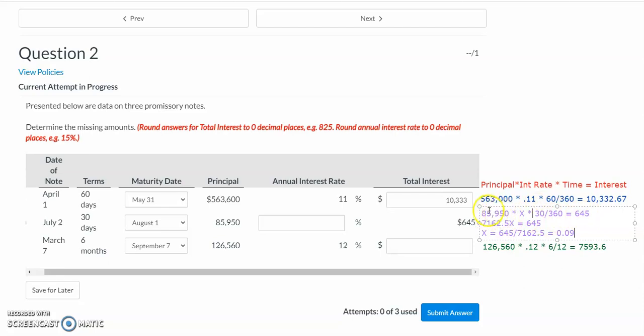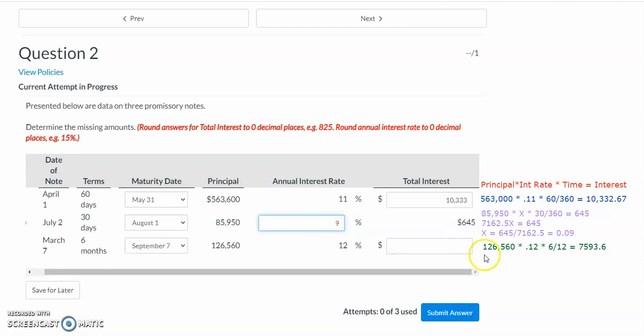When I do the math here, I'm going to take 85,950 times 30 divided by 360. That's how I get 7,162.5 X equals 645. Then to solve for X, I'm going to take 645 divided by 7162.5, and that's going to equal 0.09. So that's how I'll get 9%.